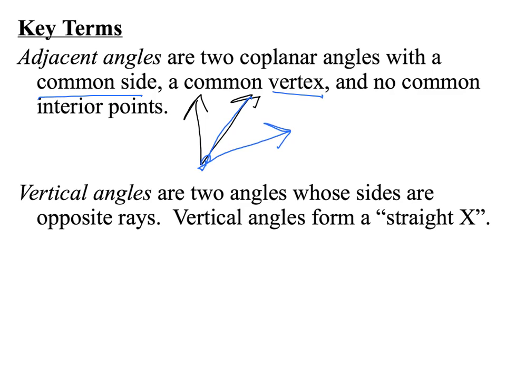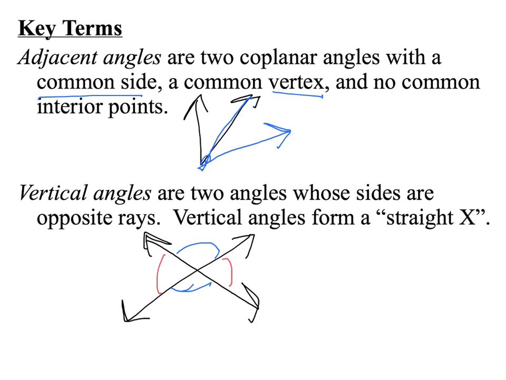Vertical angles are two angles that are straight across from each other. Their sides are on opposite rays and they form an X. So if I were to draw an X first, the two vertical angles would be here and here. These two are vertical, those angles are straight across from each other, and these two angles would be straight across from each other. Whenever you have vertical angles, they will always be congruent or equal. So in this picture, the blue angles are equal and the red angles are equal.